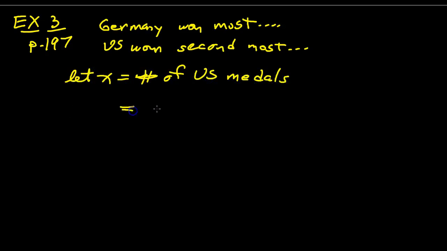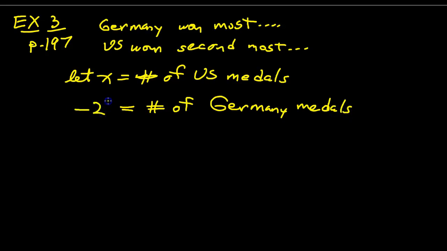All right, so then the number of German medals is going to be 21 less than twice the number of U.S. medals. All right, so I can easily get an expression in X for the number of German medals. All right, so there's a let statement.